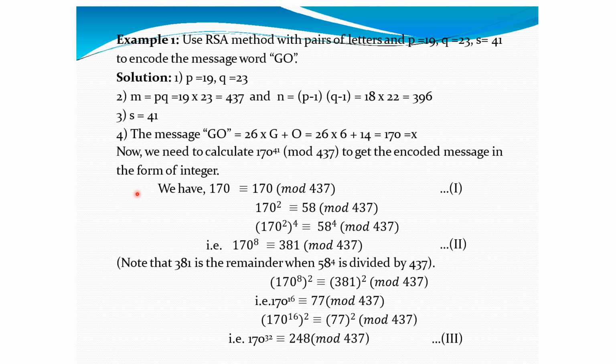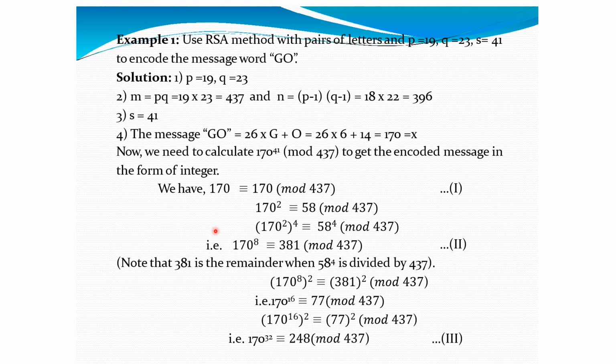properties. So by congruence, 170 is congruent to 170 modulo 437 because 437 divides 170 minus 170. Now we do square on both sides. Now when we do square we get 170 square is congruent to 58 modulo 437. See how we get this? We calculate 170 square, which is 28900. Now divide that number by 437. Then we get some quotient and the remainder we are getting is 58, which we have written here. So this is the remainder when 170 square is divided by 437.